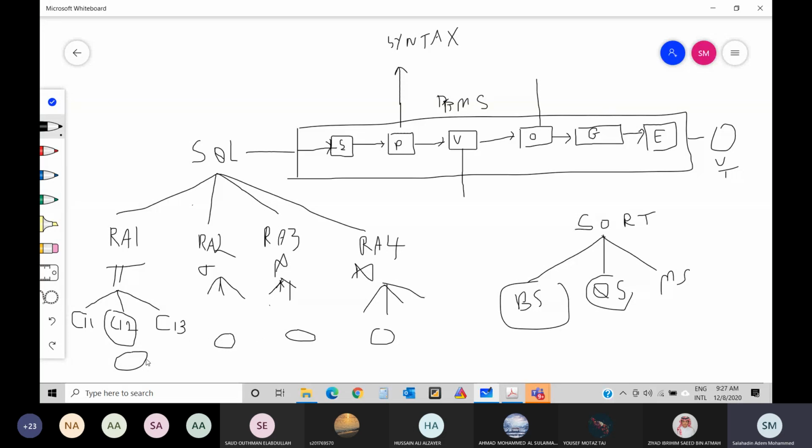Then, after he does that, he will know which one shall I do first. Shall I do this one first, or this one first? So he must also order them properly. Because even though he chose the best one, if he executed this one before this one, then it will take a lot of time. But if he executed this one before this one, then it will take less time. But they will give you the same output. So he will also order them again.